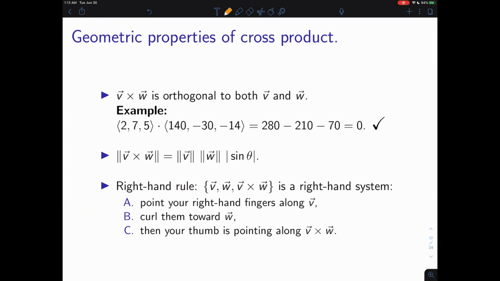Yep, the slides confirm it. All right. What are some geometric and algebraic properties of cross product? I guess we're starting with geometric properties.